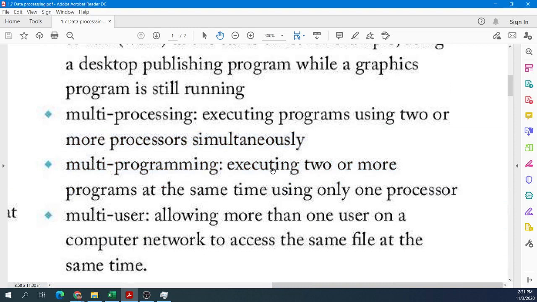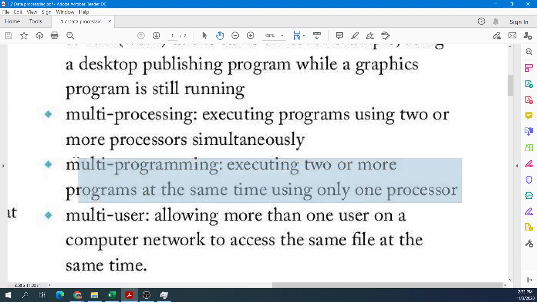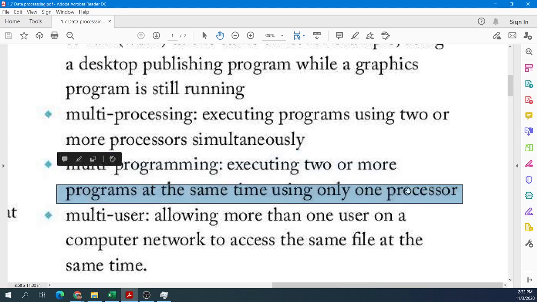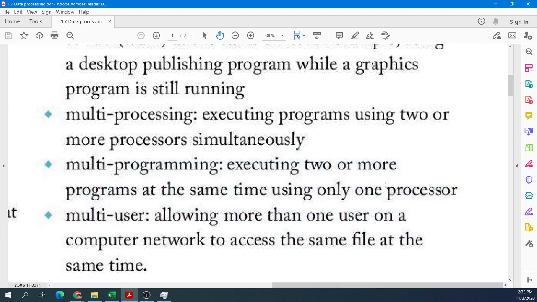Now, multiprogramming is executing two or more programs at the same time using only one processor. So that is basically your computer. You have one processor. A processor is another word for the CPU in your computer. Central processing unit. Processor is the same thing. So that one processor inside of your computer, it can execute two or more programs. That is referred to as multiprogramming.